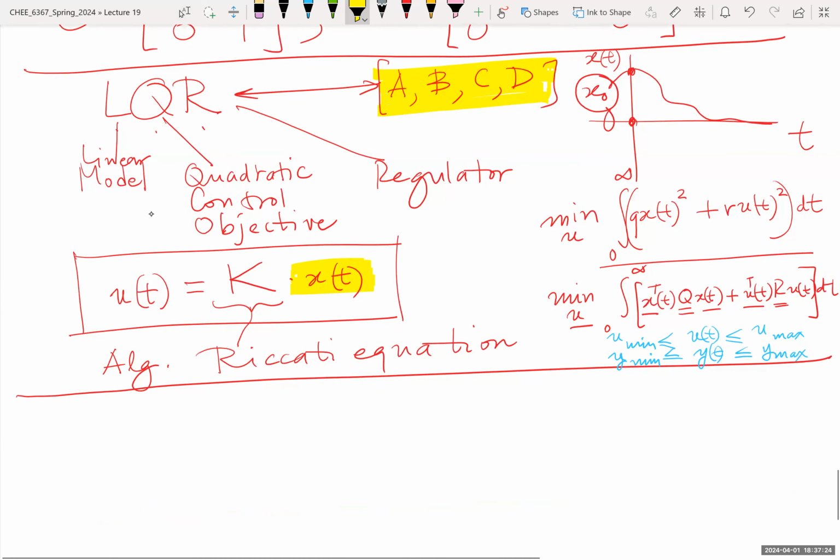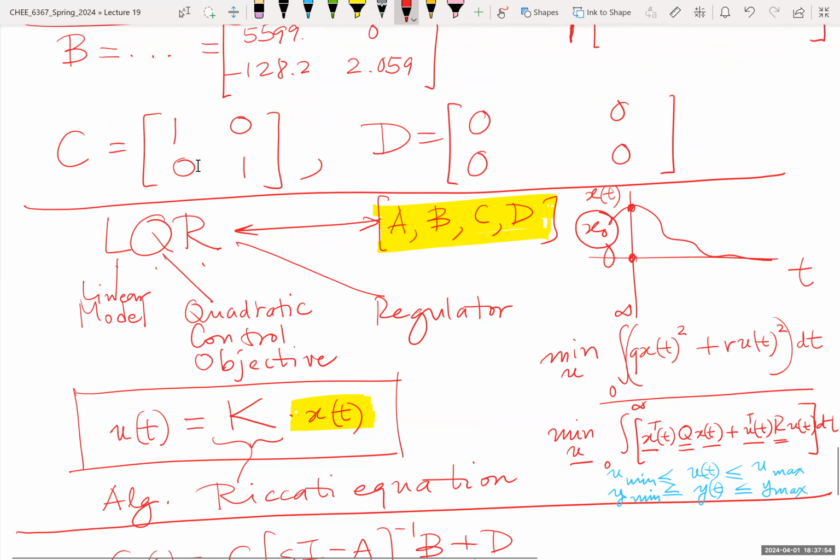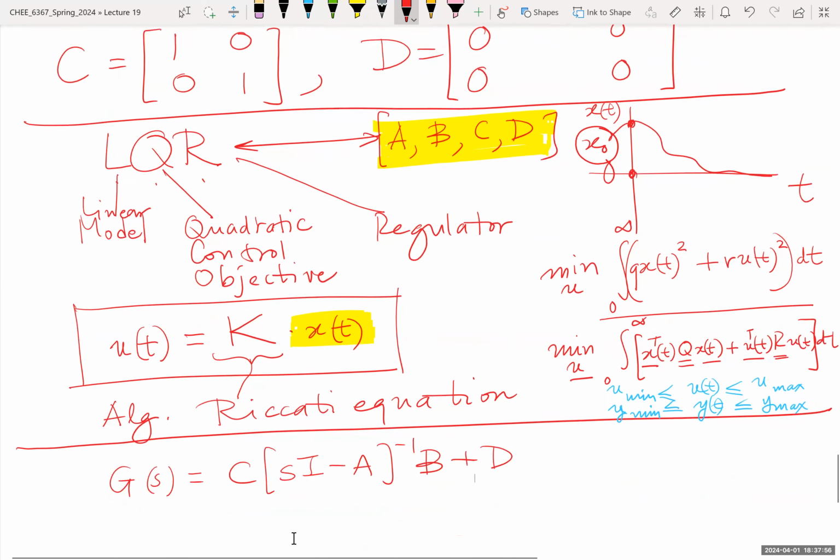With that, we'll continue to the final step of this exercise, which is to get a transfer matrix and then see poles and zeros. So the transfer matrix of this is given by the formula, I'll write it again: C (sI minus A) inverse B plus D. Well, you plug A, B, C, D from up there. We covered these A, B, C, D. You plug them into this expression.